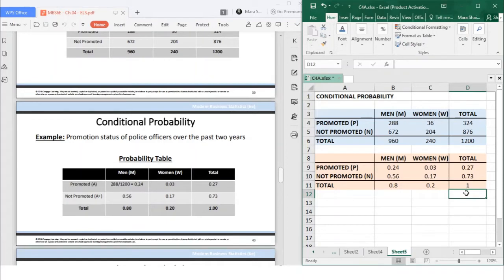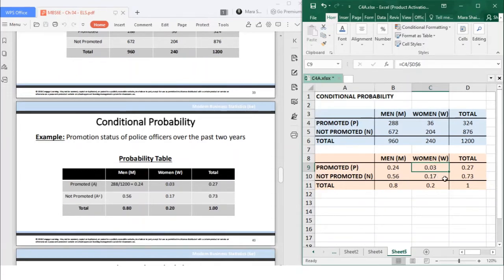Okay, so as you can see here, the pink is the probability. We get the probability through the use of cross tabulation. These are relative frequencies. The probability of men being promoted is 24%. For women being promoted, it is only 3%. The probability of men not being promoted is 56% and women is 17%, and so on.